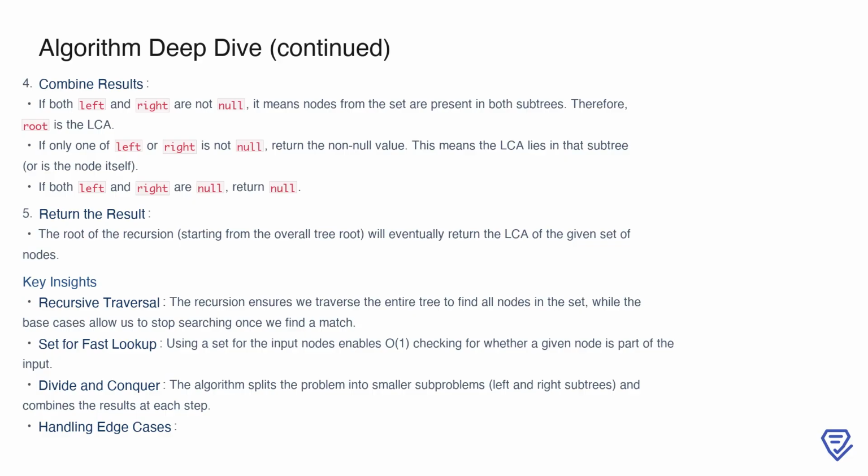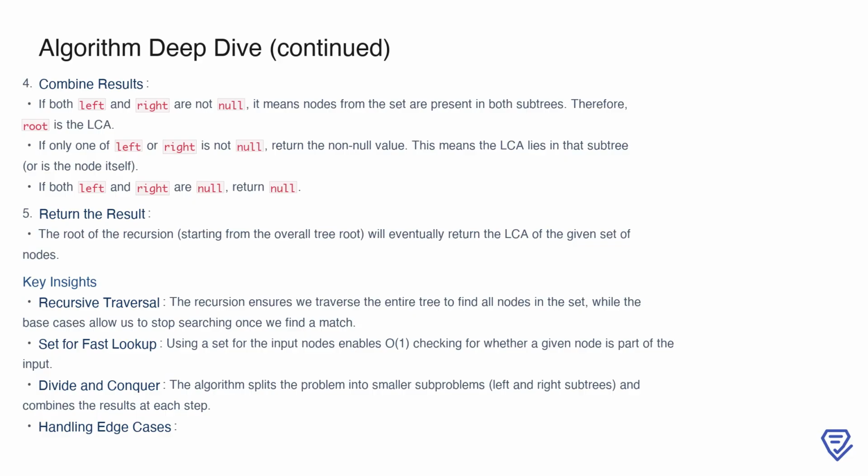If only one of the results is non-null, we return that result, as it represents the subtree that contains all the nodes we're looking for. If both results are null, we return null since no nodes from the input set are found in the current subtree. The recursion starts at the root of the tree and propagates upward, eventually identifying the LCA of the entire input set.